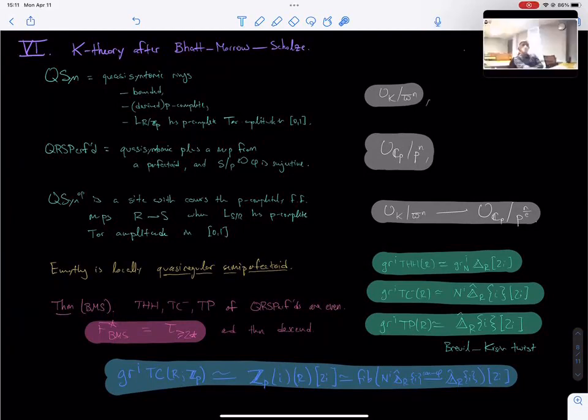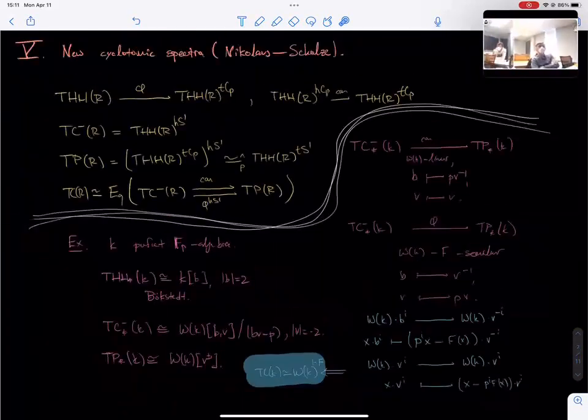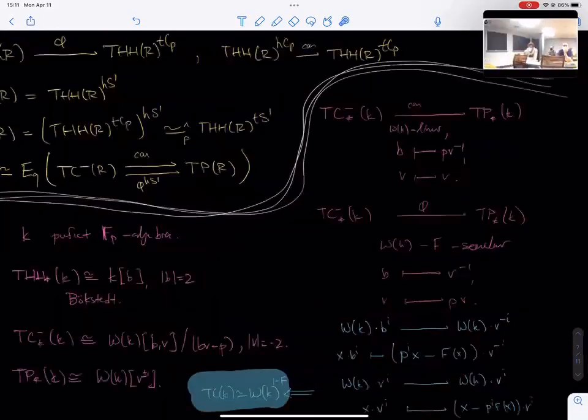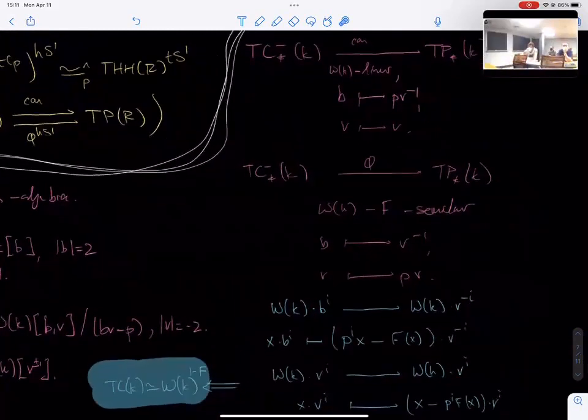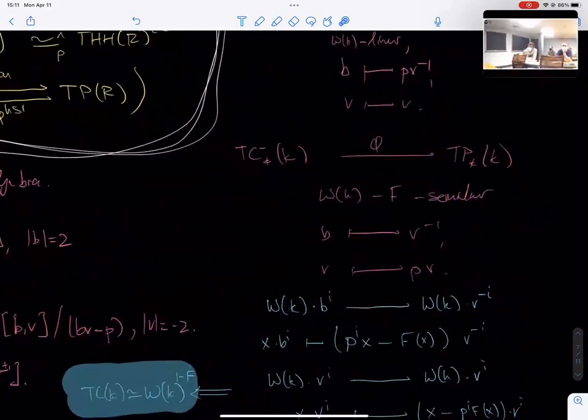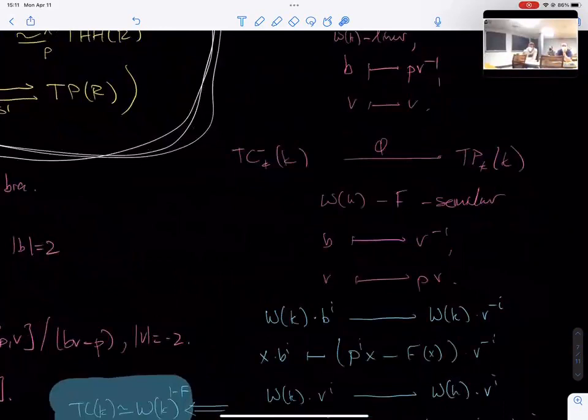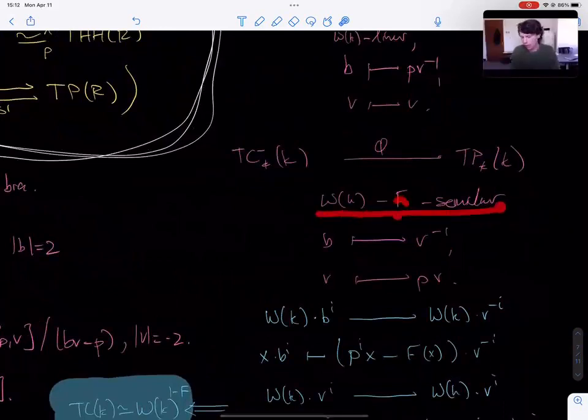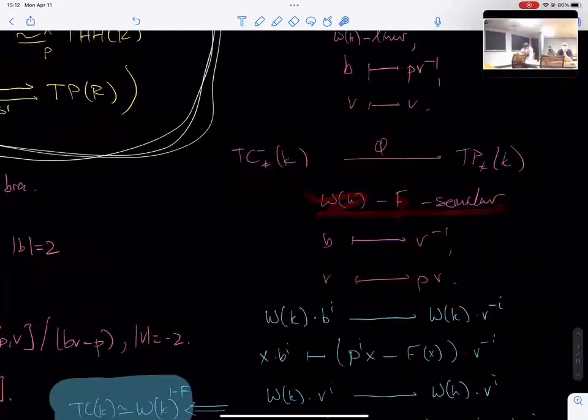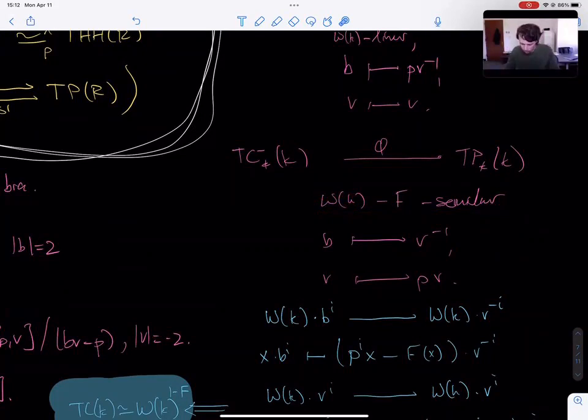Oh, I have one very quick question. On the previous slide, in the explanation of the map phi, there's a sequence of, I think, letters that I can't quite make out. What does that say right underneath the arrow labeled phi? Oh, it's F semilinear. Semilinear, thank you. Where F is the Witt vector Frobenius. Thanks.